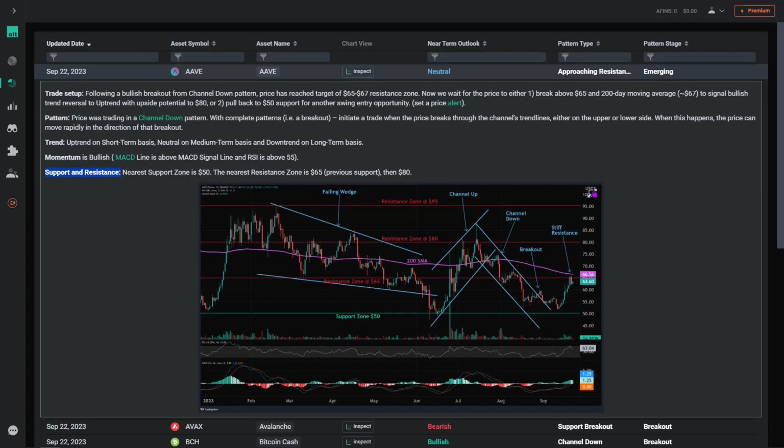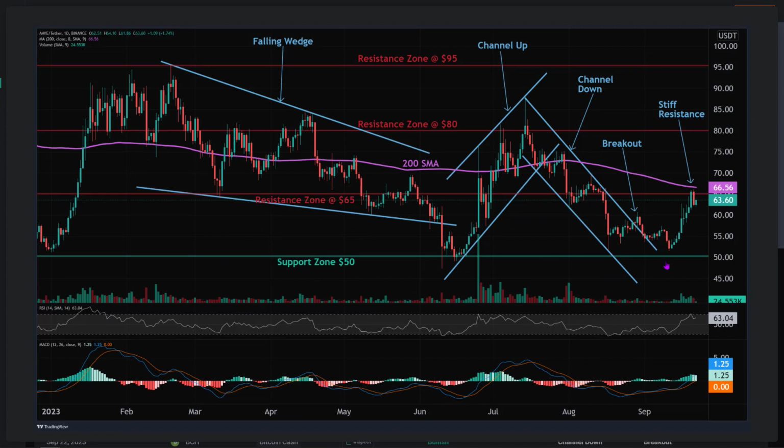So if we blow up this chart of AAVE specifically, we can see that recently, call it 2 weeks ago or so, there was a bullish breakout from the channel down pattern, right? And that breakout was retested here and then played out like a textbook channel down breakout. It had risen about the width of that channel down, right? And now it has reached a resistance level. So this is a very successful channel down breakout. You know, it's risen 10, 15%.